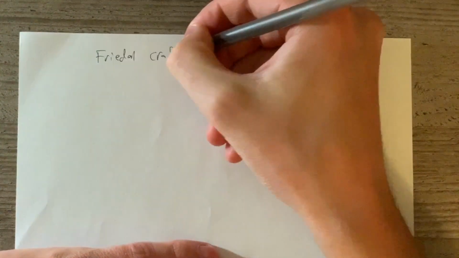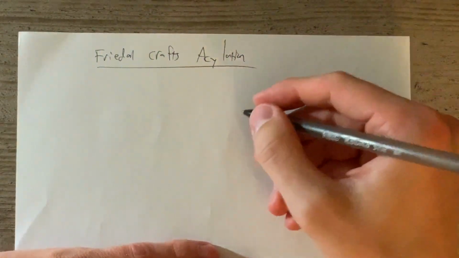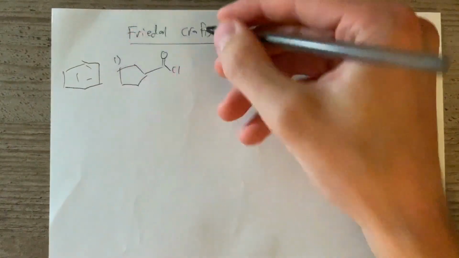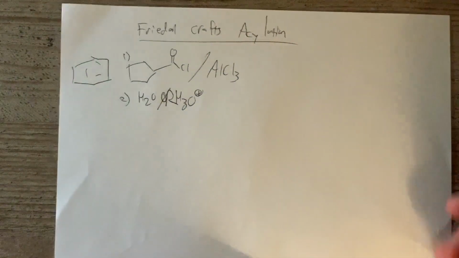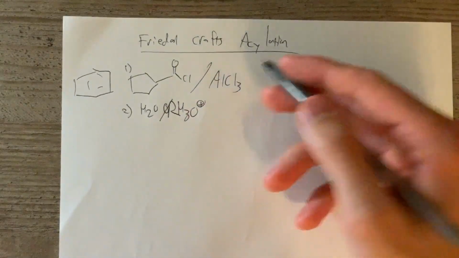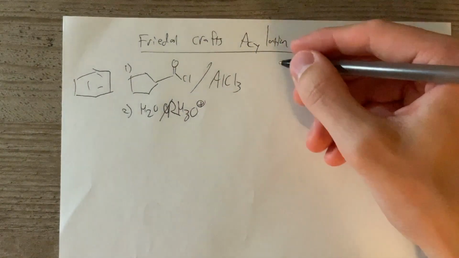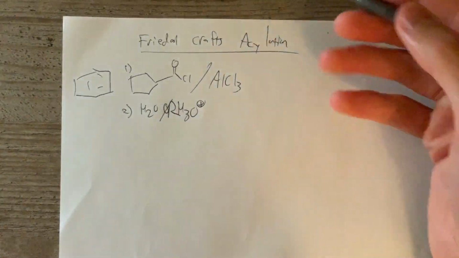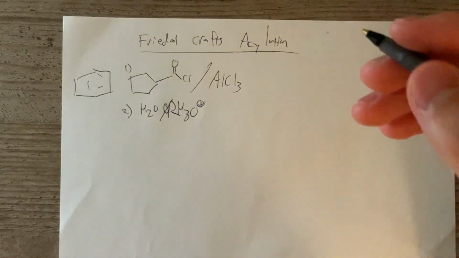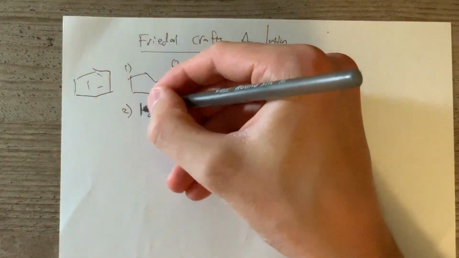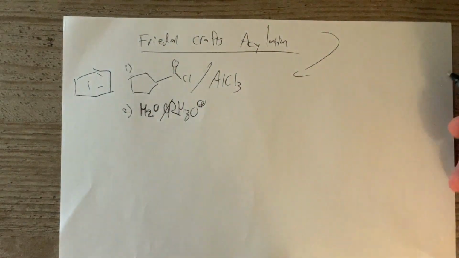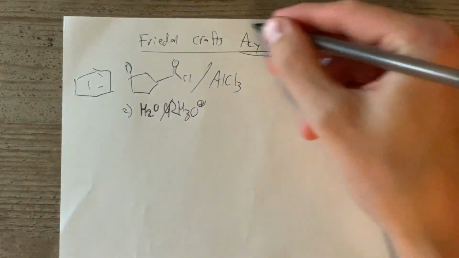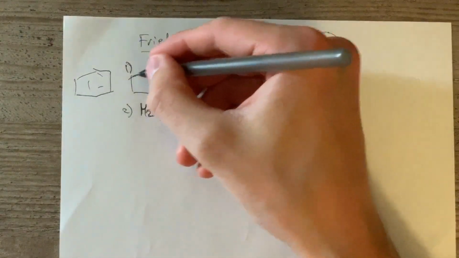We're doing the Friedel-Crafts acylation. Before watching this, please watch the alkylation video first, where I explain the difference between the alkylation and the acylation. Really, truly watch that one first. Assuming you've seen that video already, you would know that the acylation runs in two steps. It always runs in two steps.